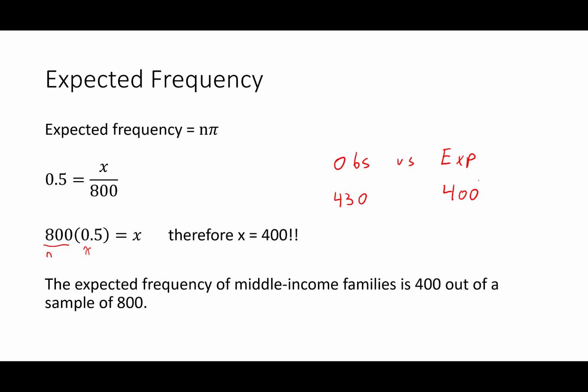So is the difference between what we observed and what we expected significant? Well, in this case, we were 30 observations off. Is this a big difference? Is this a small difference? Well, we'll see how we can determine that using this chi-square test.